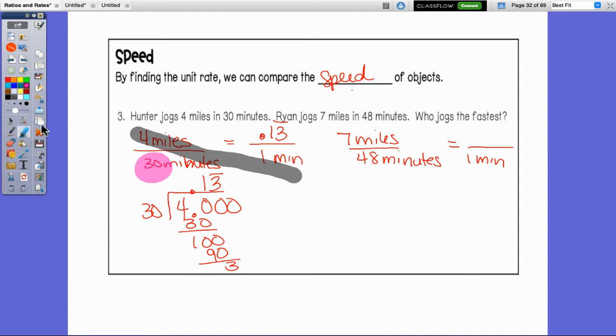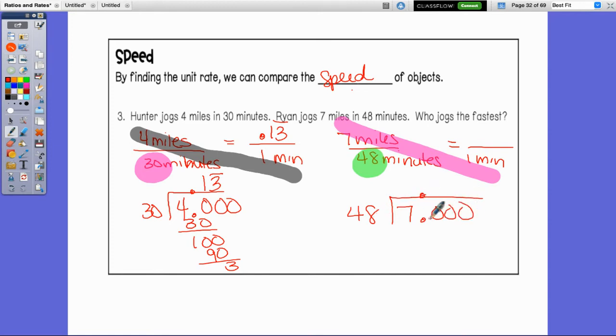We're going to do the same thing over here. We're going to multiply across and then divide. 7 times 1 is 7, divided by 48. So I have 7 divided by 48. 48 goes into 70 one time. And we bring down the 0. 48 goes into 220. Ooh, 4 times. So he runs 0.15 of a mile. Who jogs faster?